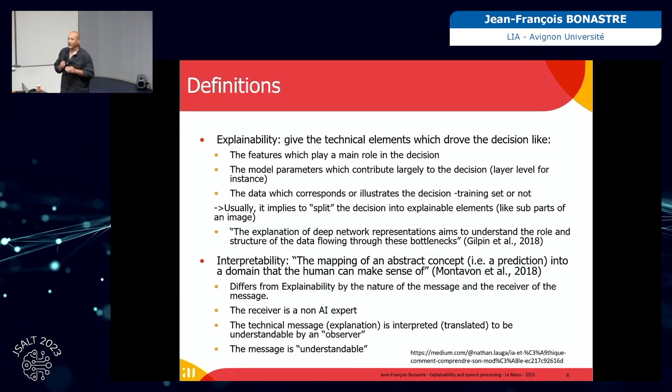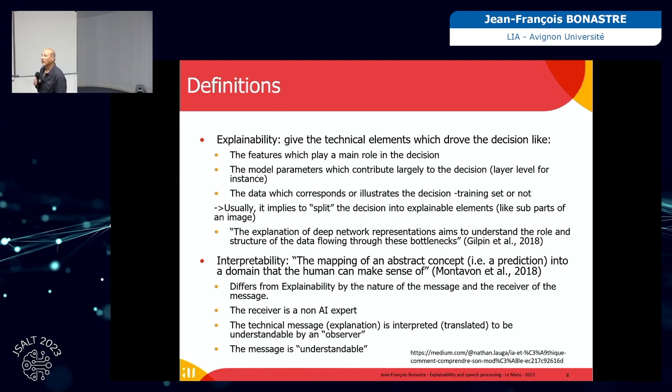So, definition. For me, explainability is the way to give technical elements which drove the decision of a system. So explainability, for me, is for experts, for us, people who know the system, know AI, and we can explain that these features made this effect in this part of the model or things like that. So we have to understand how the training works, how the system is working in this case.